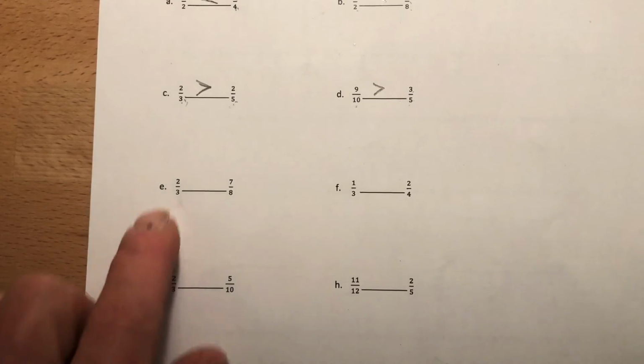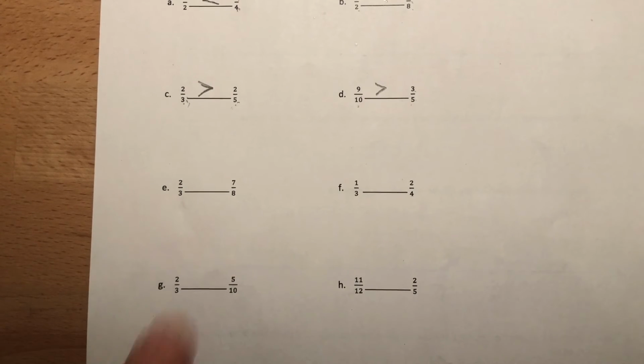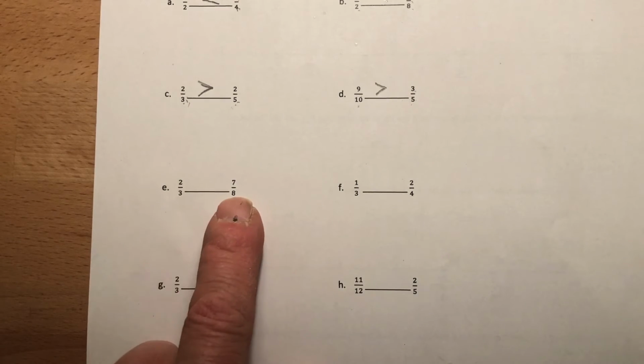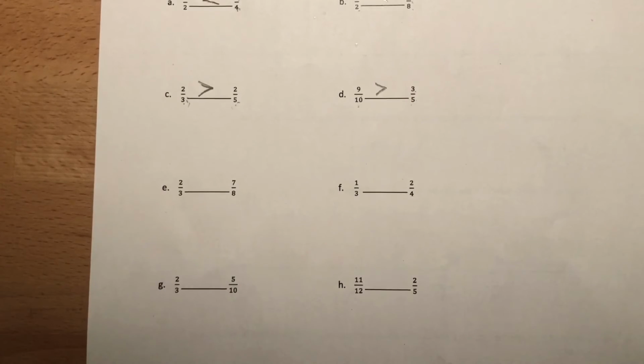All right, let's take a look at E. I've got 2/3 and 7/8. So I know 2/3 is greater than a half and is closer to 1. And I know 7/8 is greater than a half and closer to 1. Well, which one is greater between the two? And let me give you a hint here.